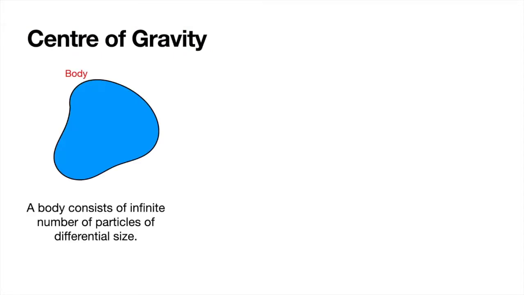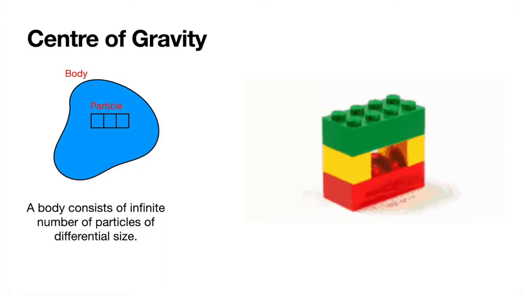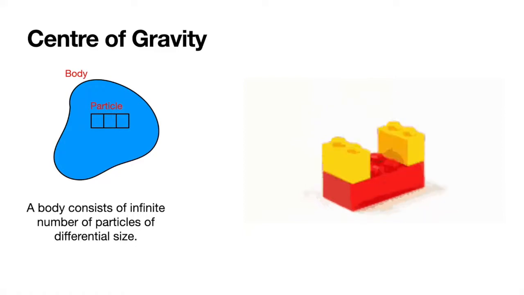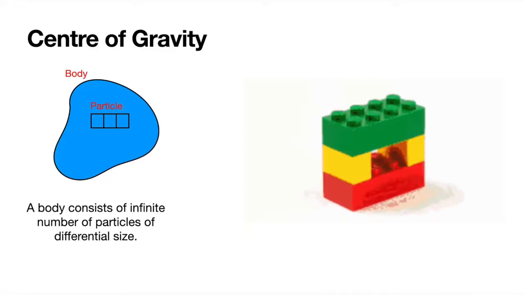Okay, now let's consider a body with an irregular profile. This body is made up of many small particles with different size. Imagine a body being built up by Lego. If you assemble the Lego on top of one another, it will create many randomized shapes. So that Lego block is the particle that we're talking about.